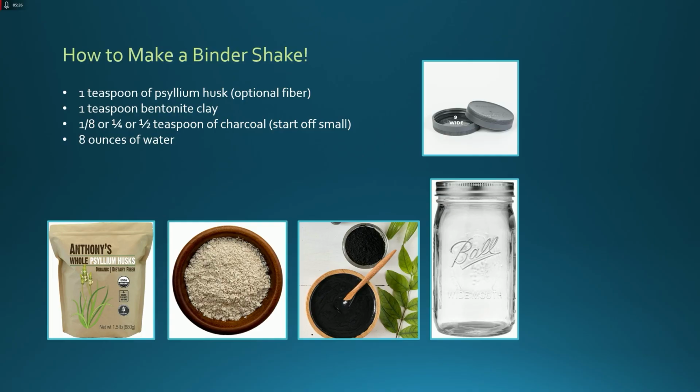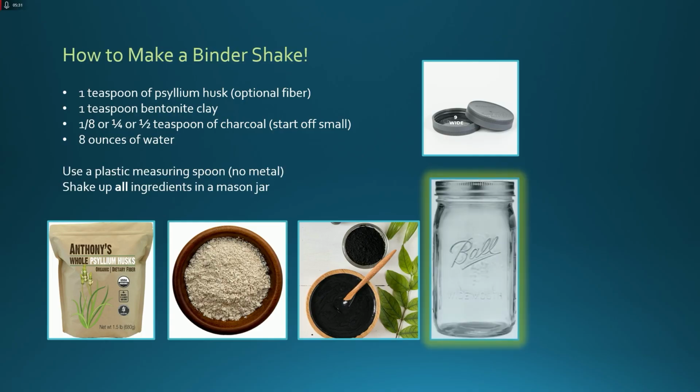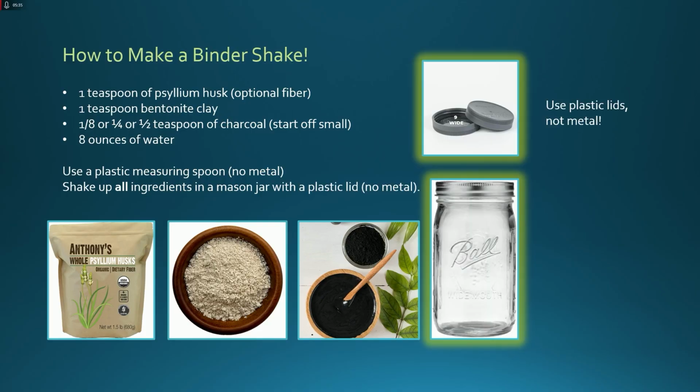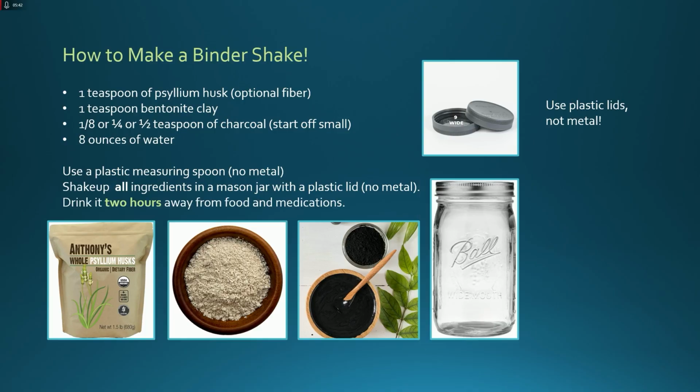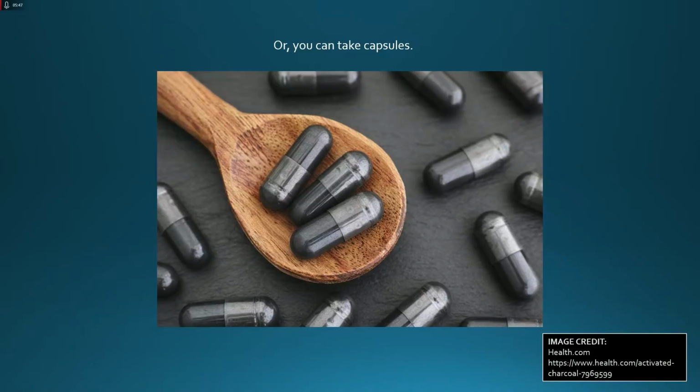8 ounces of water. Use a plastic measuring spoon, no metal. Shake up all ingredients in a mason jar with a plastic lid, no metal. And wide mouth bottles are easier to clean. Drink it 2 hours away from food and medications. Or you can take capsules.